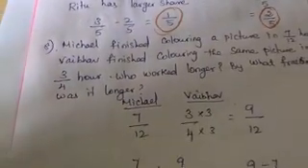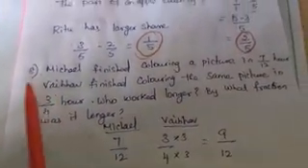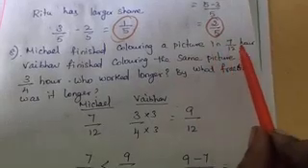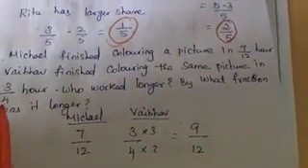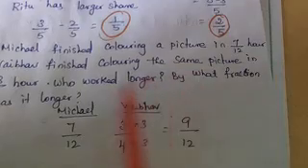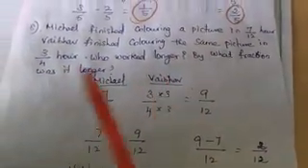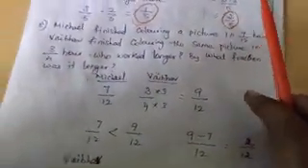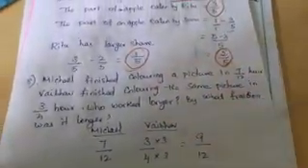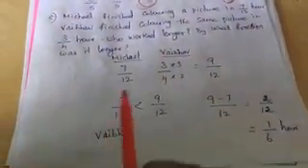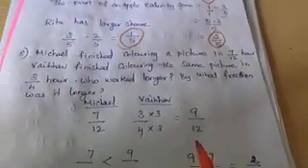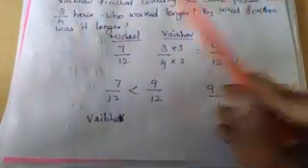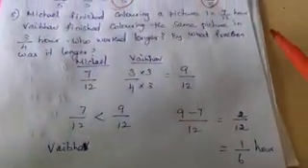And the last question of exercise 2.1. Michael finished coloring the picture in 7 by 12 hour. Vaibhav finished coloring the same picture in 3 by 4 hour. Who worked longer, and by what fraction? Same type of question. Instead of an apple, here it is coloring the picture. We are just comparing the fractions. They are just asking who worked longer, so about 2 fractions, which is more, that they are asking.